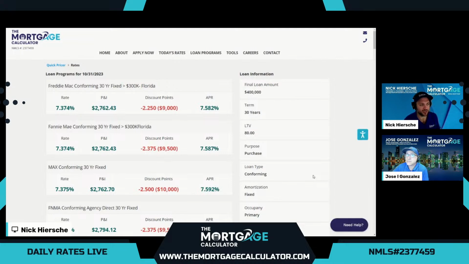It's about the same as it was yesterday. Best option here at the top, 7.374 rate, 2.25 discount points and costs, put the final APR at 7.582. So not much change there. We do have some big announcements coming this week, hopefully we see some downward movement.